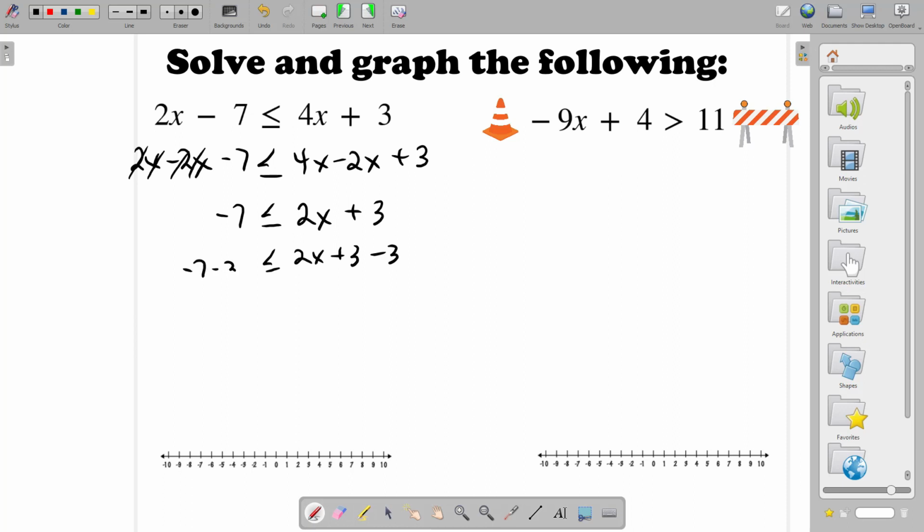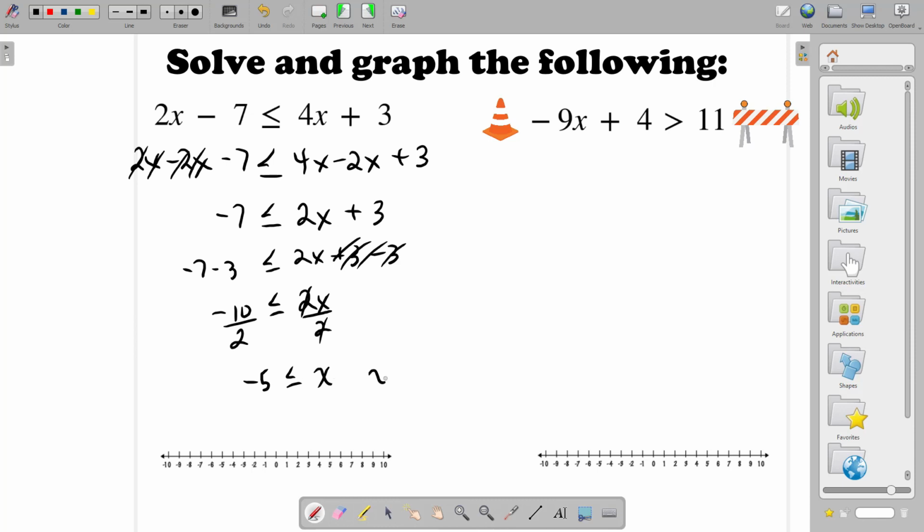So I have to subtract 3. These add out. I'm left with 2x. Over here, negative 7 and negative 3 is negative 10. Now I'm going to divide by 2. Divide by 2. These divide out. We're left with x. And negative 10 divided by 2 is negative 5.